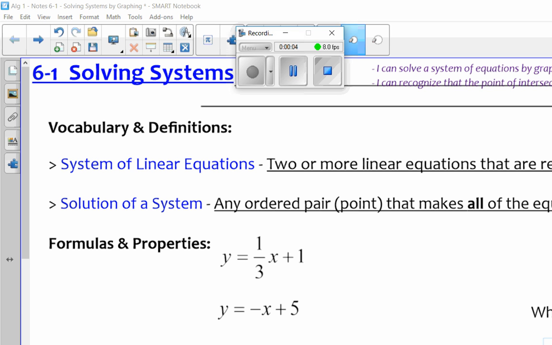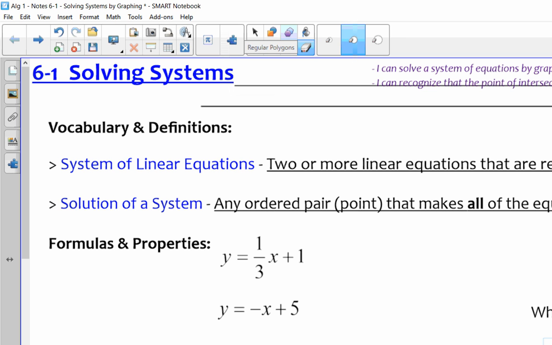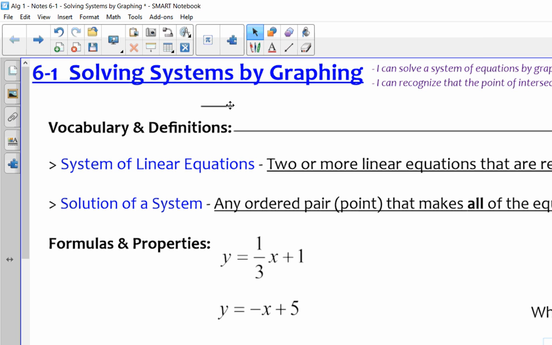Okay, everybody, welcome. This is chapter 6, section 1, lesson 1. This is dealing with something called systems of equations by graphing. In this chapter, we're going to learn how to find the answer to two separate equations, getting an ordered pair. So we're going to start off with graphing them on a graph.